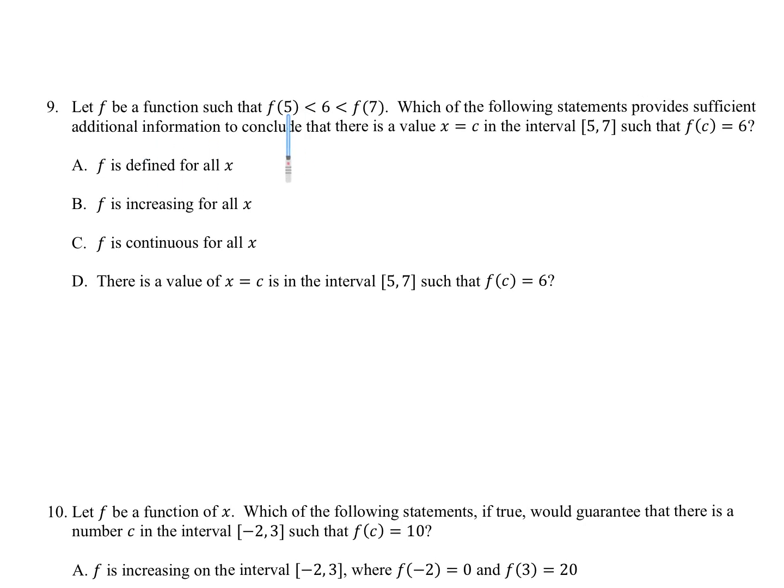Here's a function such that the left bound value is less than 6, which is less than the right bound value. Which of the following provides additional info to conclude that there is a value c in that interval from 5 to 7 such that f of c is 6? What's the one word we need, people? We need it to be continuous for that intermediate value theorem to apply.